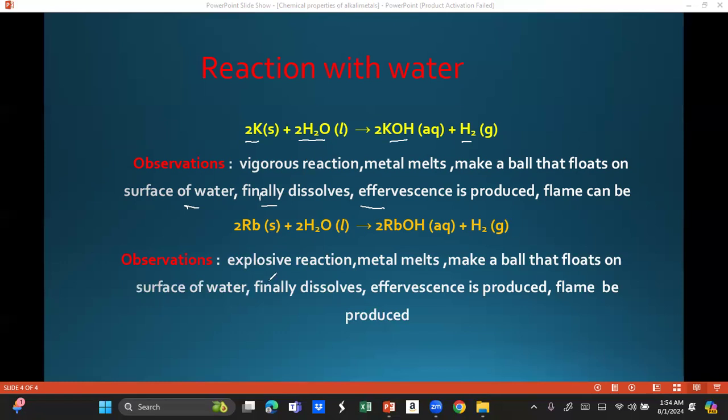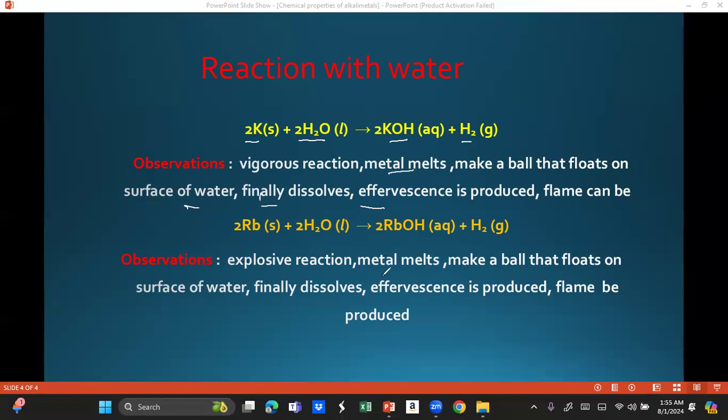So whenever metals react with water, in case of potassium the reaction will be vigorous. In case of rubidium it will be explosive. That means rubidium is more reactive than potassium because it lies further down the group compared to potassium. So one is vigorous, the other is explosive. If we go further, it will be more explosive. And in both cases, the metal melts.